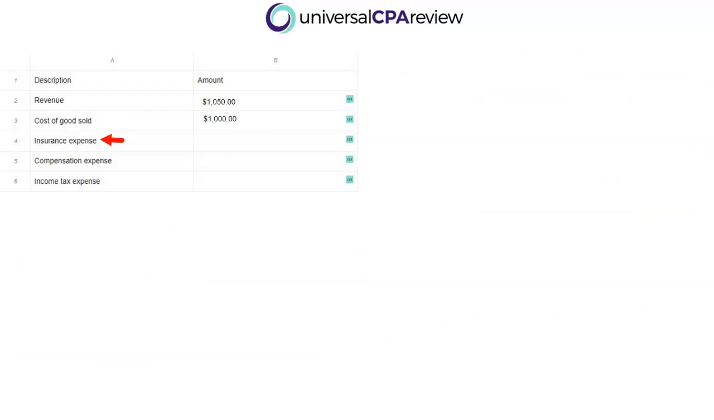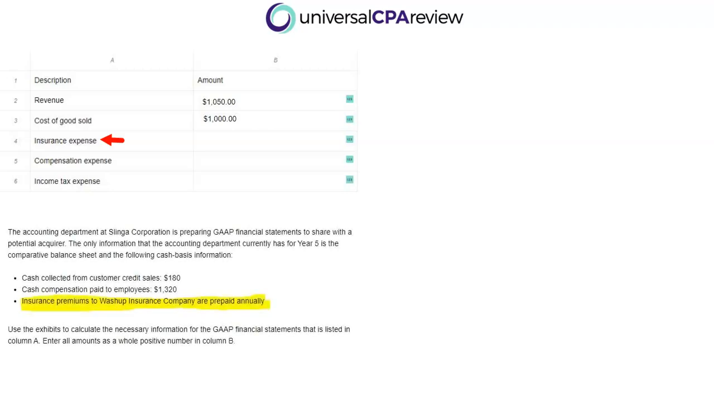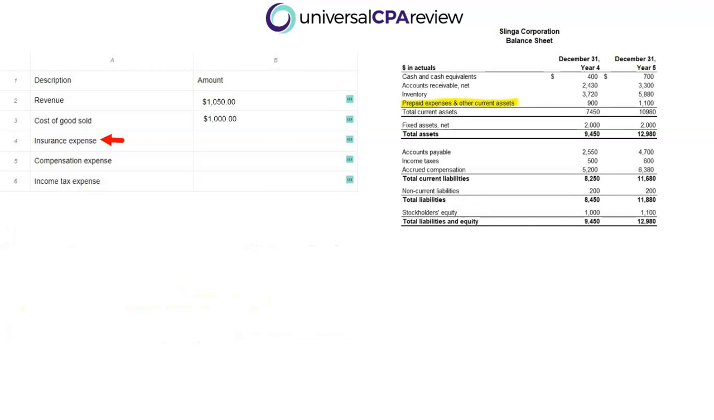And what amount do we need to recognize? Well, when we look back at the prompt, it tells us that the company prepays their insurance each year, right? Well, that means it's going to be a prepaid. However, when we go to the balance sheet, I see a line called prepaid expenses and other current assets. Now that could contain a variety of different types of prepaid expenses and other current assets.